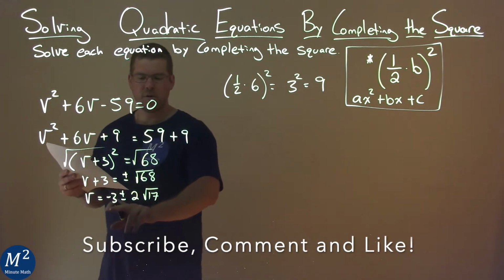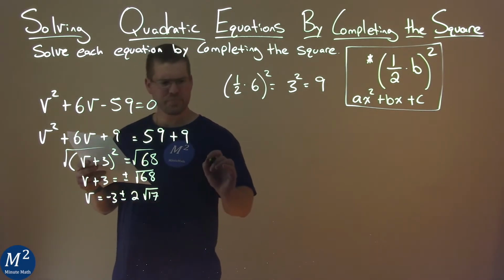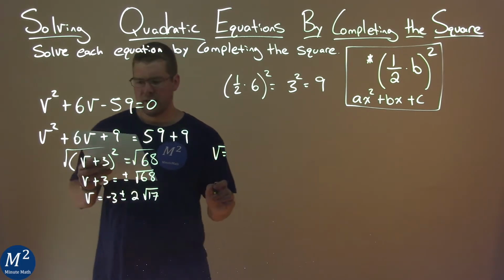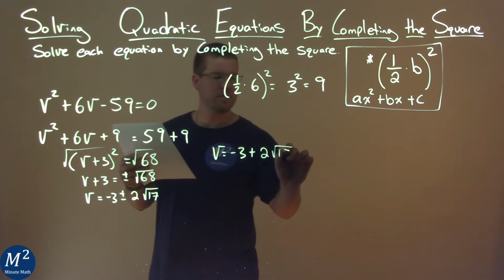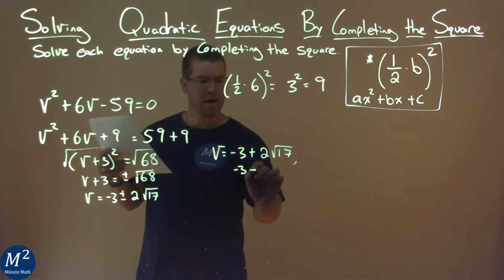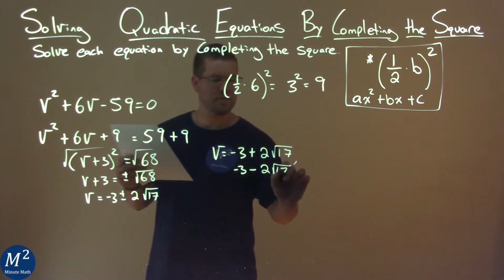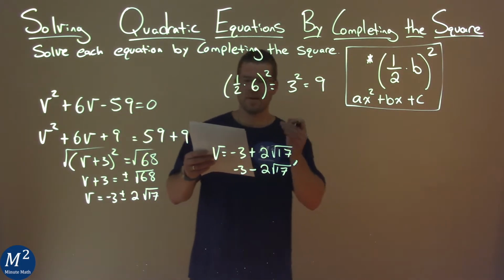So now we have our answer in plus or minus form with the square root. So we can write them individually, and v equals negative 3 plus 2 square root of 17, and v equals negative 3 minus 2 square root of 17, and that is our final answer.